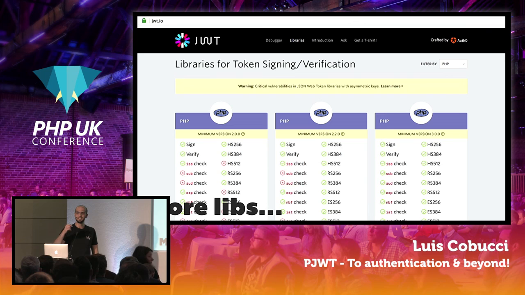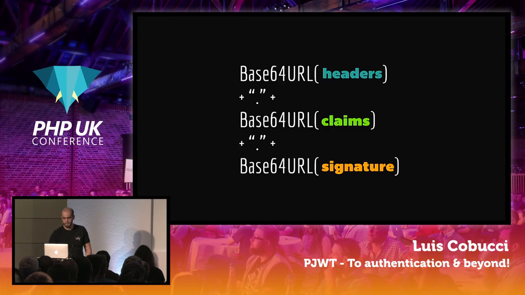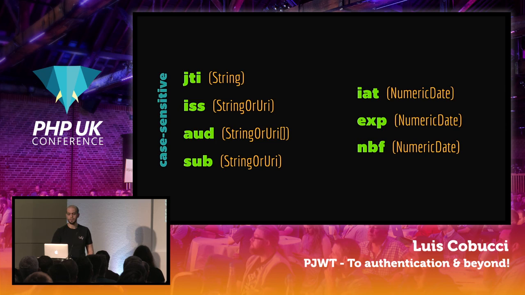Now there's another question there, I think. What's the significance of the little three-letter acronyms, like sub and aud, jti? Okay. Are they acronyms? Yeah. The idea was to have a compact representation. So: JSON token ID, issuer, audience, subject, issued at, expires, and not before. Brilliant, thanks.